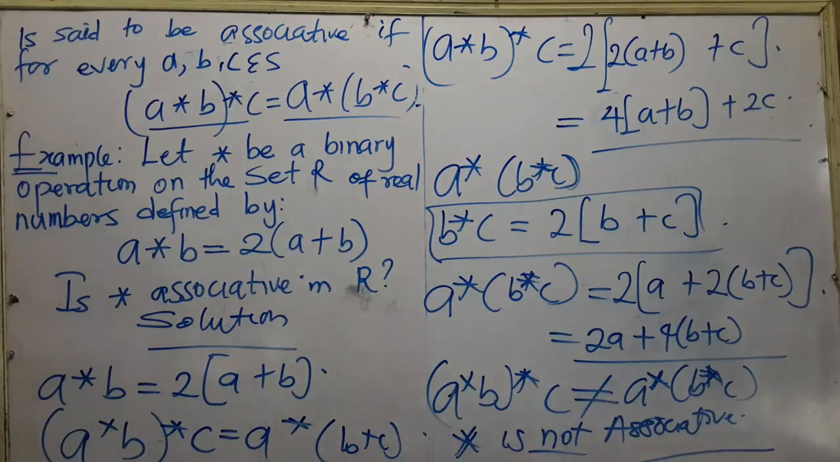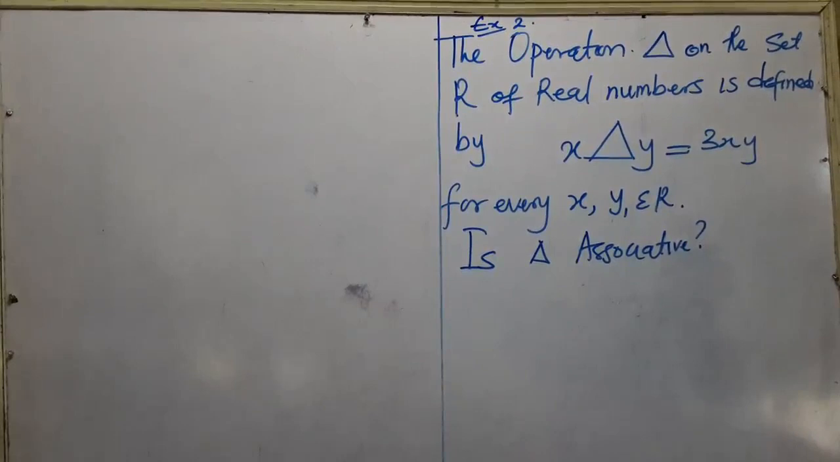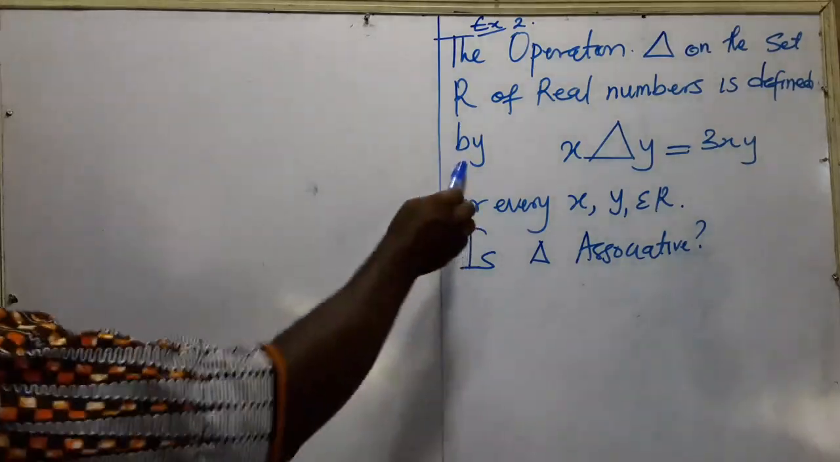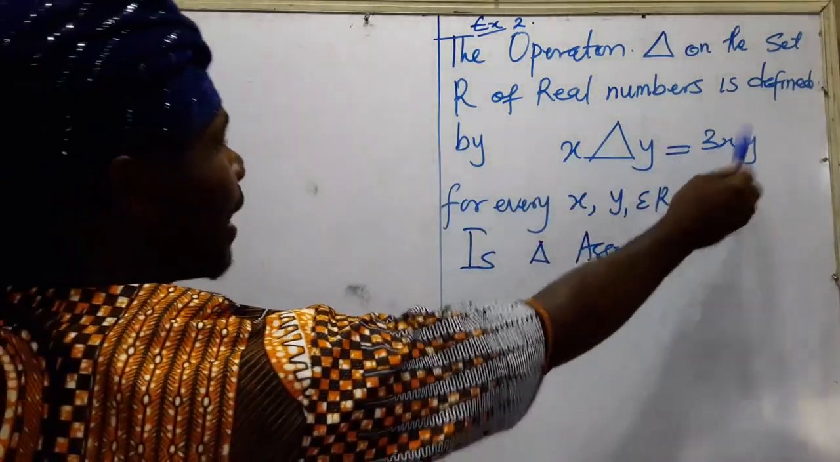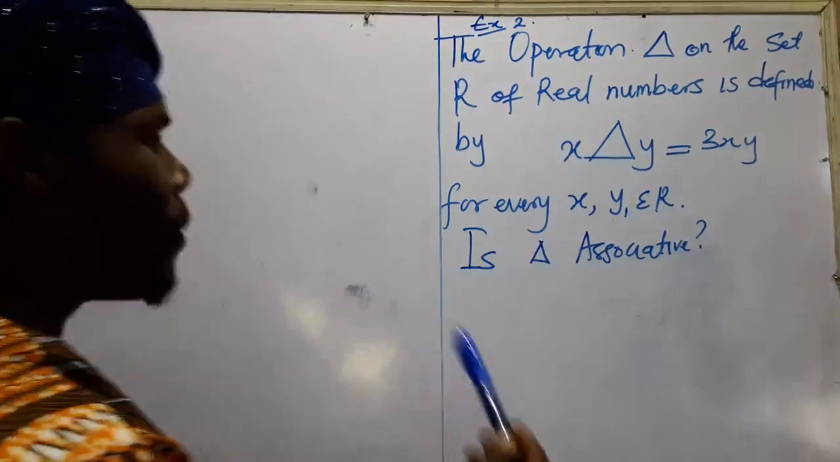Now we are going to have another example that will explain another form of this associative property, which will make you understand it better. So let's go to example 2. In example 2, the operation on the set of real numbers is defined by x operation y is equal to 3xy, for every x, y an element of real numbers.